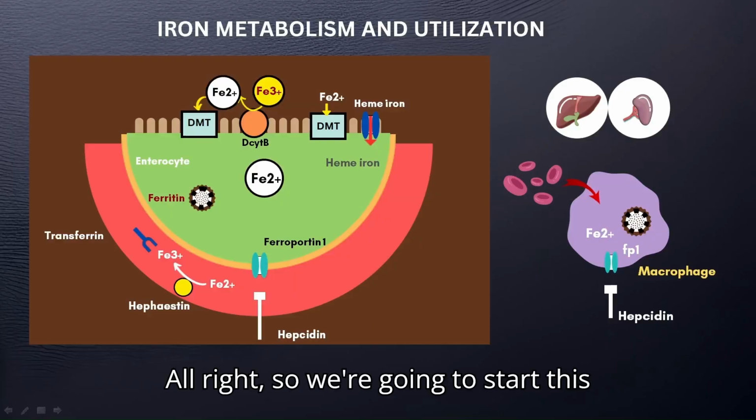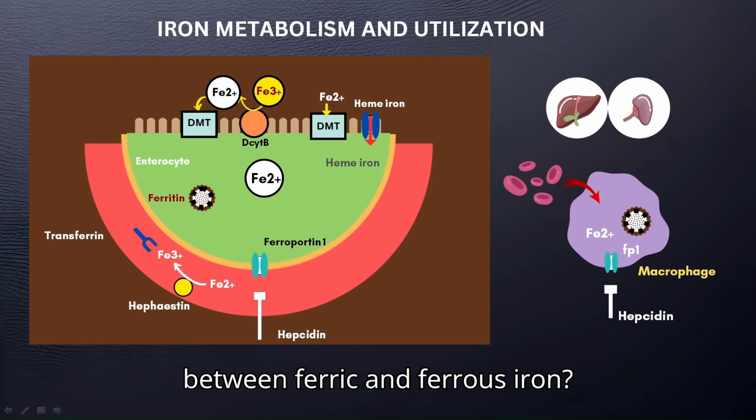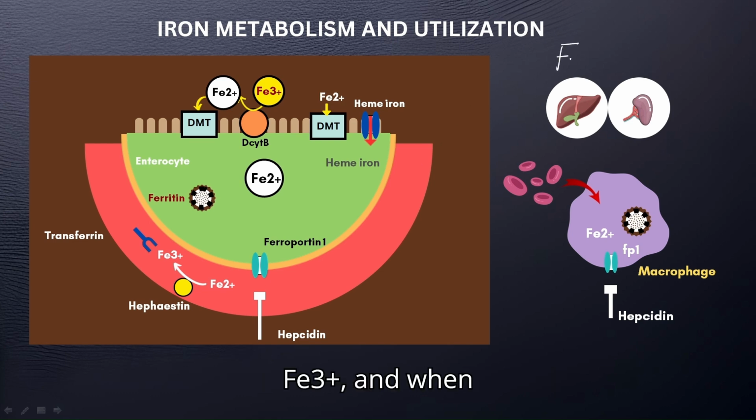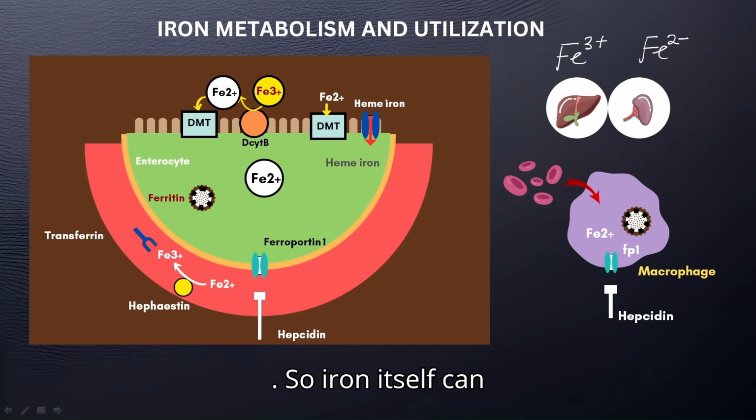All right, so we're going to start this with a question. What is the difference between ferric and ferrous iron? When we say ferric, we imply Fe3+. And when we say ferrous, we imply Fe2+. So iron itself can enter the body in various forms.